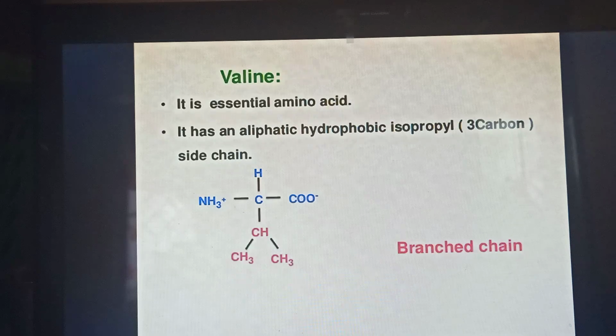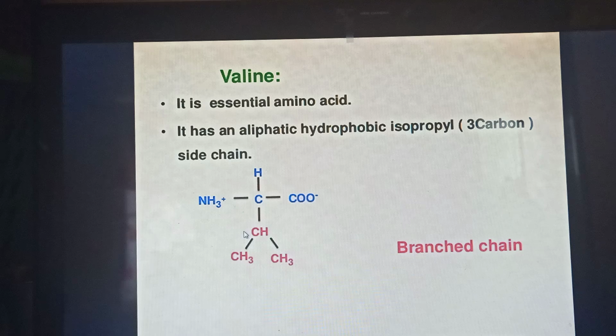Now, valine. Valine is an essential amino acid. You can see here the acid group, amino group, hydrogen, and the fourth group is a branched chain, with 3 carbon atoms attached to it. You call it an isopropyl group. So glycine is the simplest amino acid. If the hydrogen of glycine is replaced by a methyl group, you will get alanine. If it is replaced by the isopropyl group, you get valine.